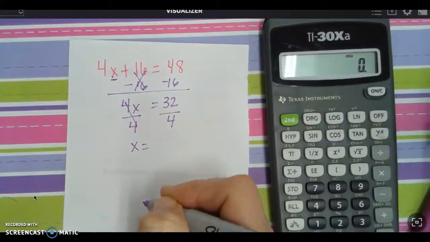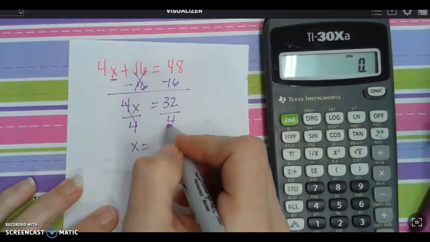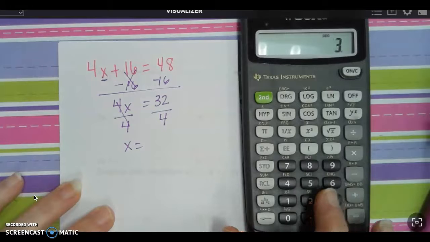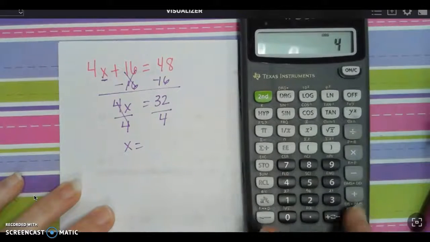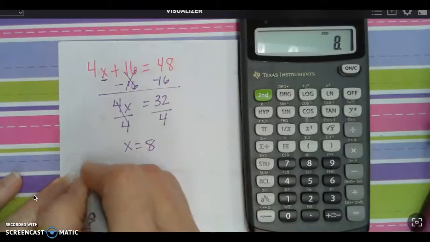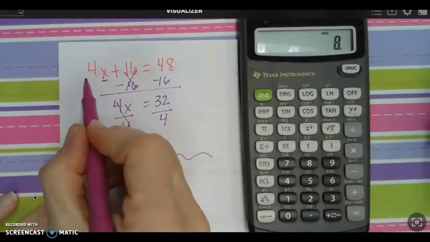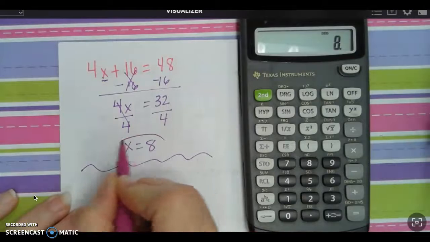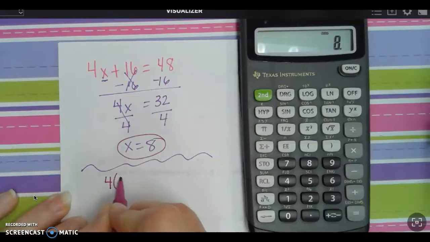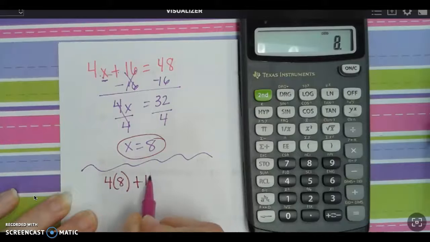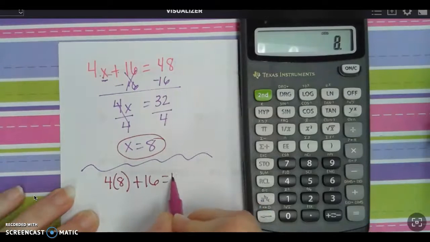So if you do 32 divided by 4, you should know that in your head, but if you're having a Monday kind of day and you do 32 divided by 4, you're left with 8. Now the nice thing about these equations is you can always check them. If we go back up to the top where it says 4 times x, with x as 8, we can do 4 times 8, and then plus 16. And we hope that it gives us 48. As long as it gives us 48, we know that we're right.